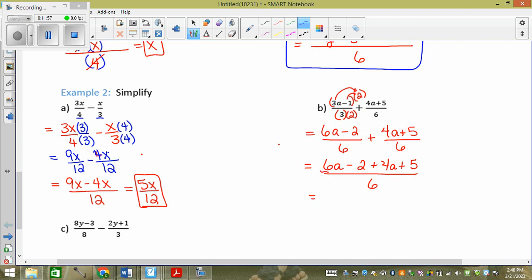And then I have 6 apples. I have 4 apples. I get 10 apples. I have minus 2 guitars, and I add 5 guitars. How many guitars? 3. All over 6.